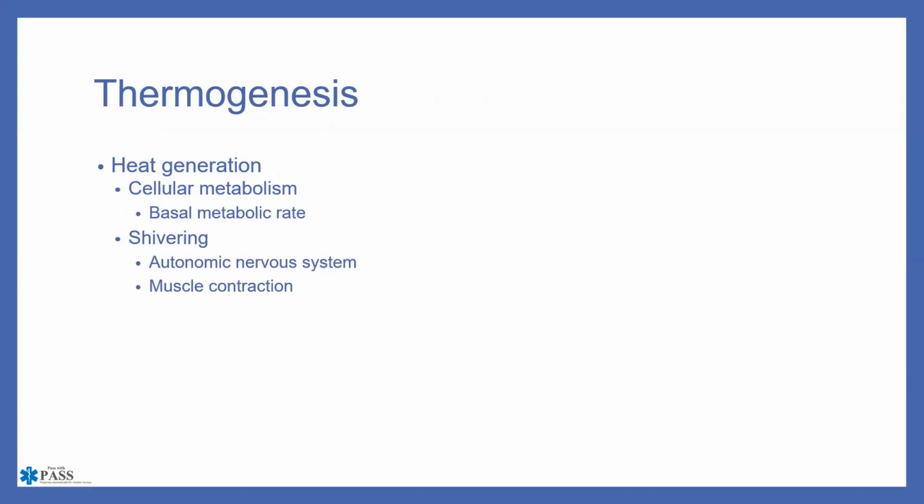We have to have the ability to generate heat, and we do that through shivering mechanisms, which are controlled by the autonomic nervous system, causing contraction of the muscles. When the muscles contract, we know that is shivering, and what it is trying to do is generate heat. And it does that through those cellular mechanisms that we are kind of talking about here, and that is known as thermogenesis.